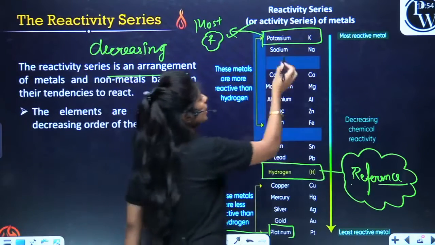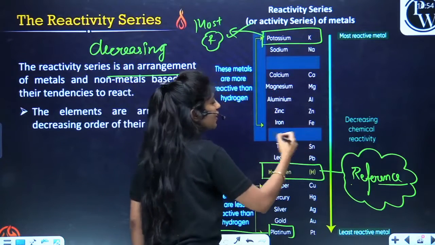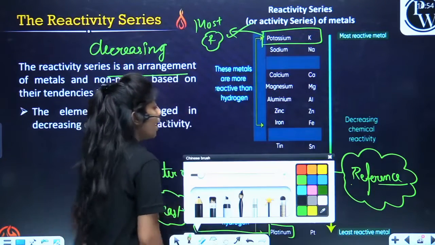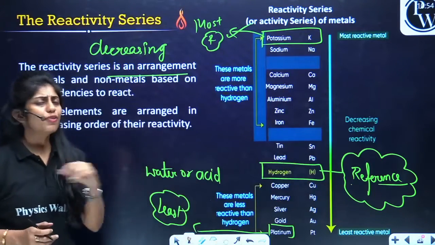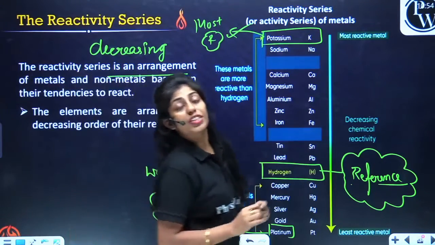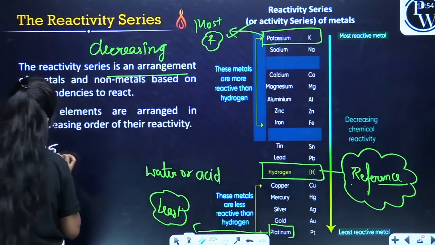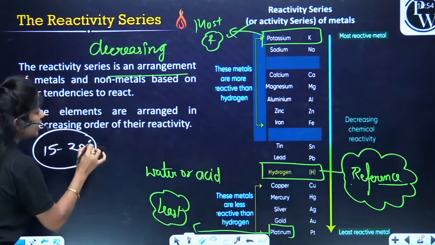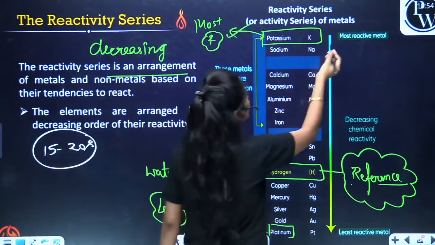Now we see potassium, sodium, calcium, magnesium, aluminium, zinc, iron. There are n number of metals. So how would we recall them? Whenever you are going to do a question related to displacement reaction, it will hardly take 15 to 20 seconds to write this whole table. How is it possible? So give me a moment.